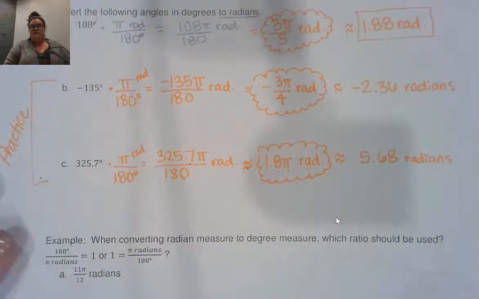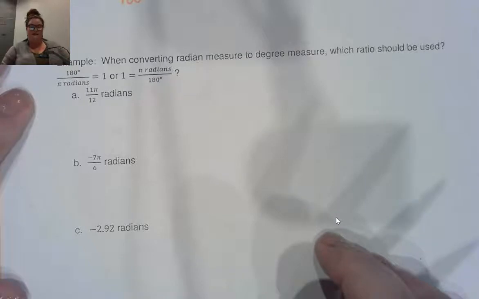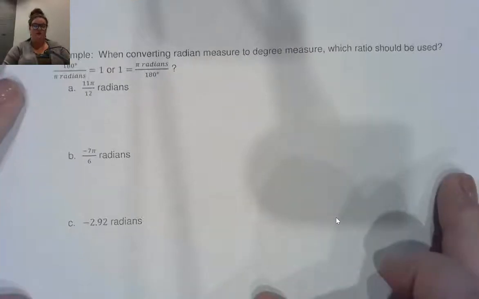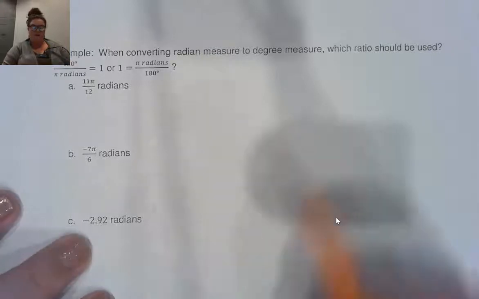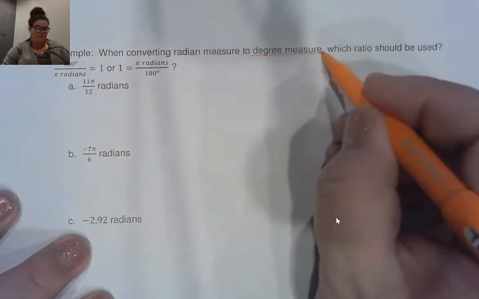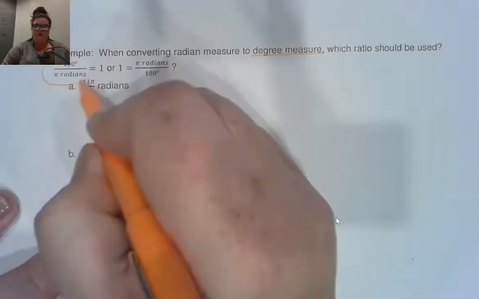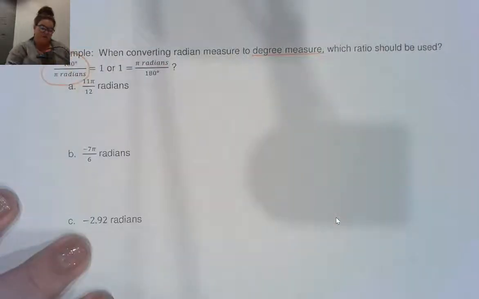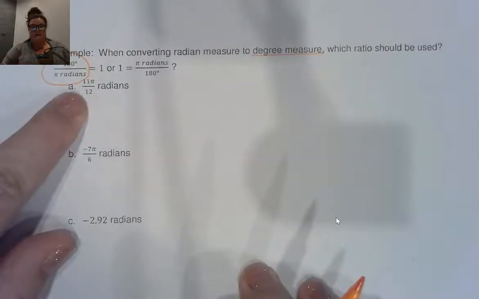All right, so now let's look at going the other direction. On all of these, we went from degrees to radians. Now let's see if we can convert from radians to degrees. So on these, we're looking for which ratio, right? If we want to end up with a degree measure, then that's what we want on top. So for these problems, we're going to be using the 180 degrees over pi radians, okay?